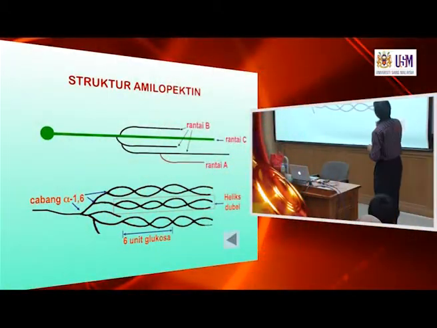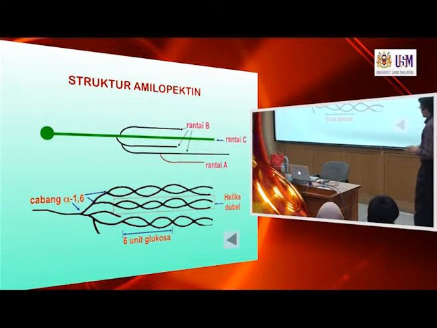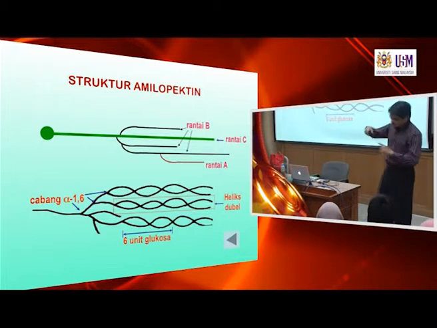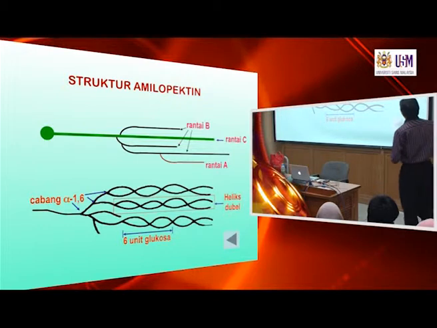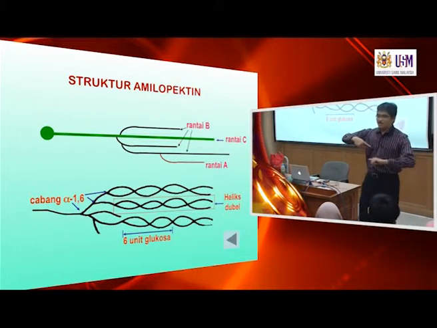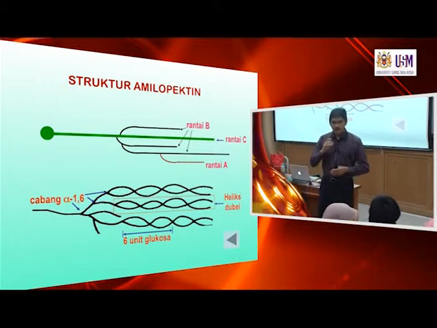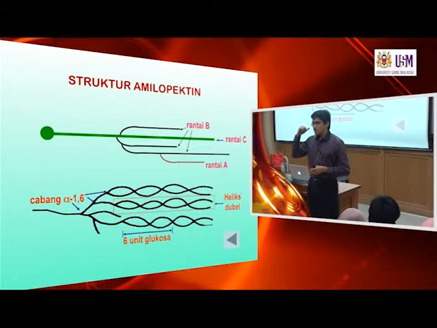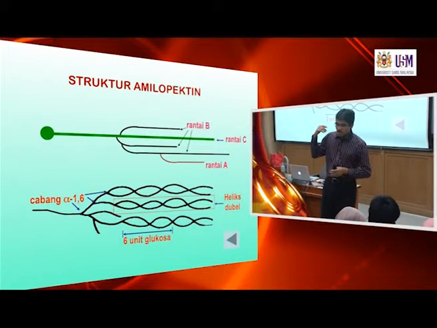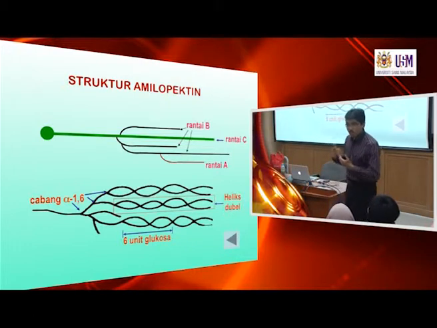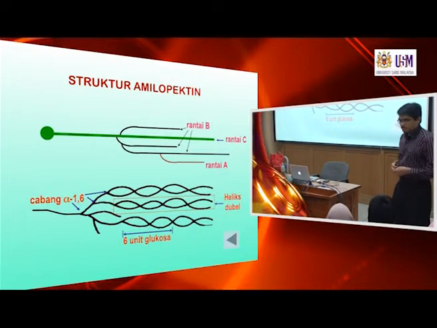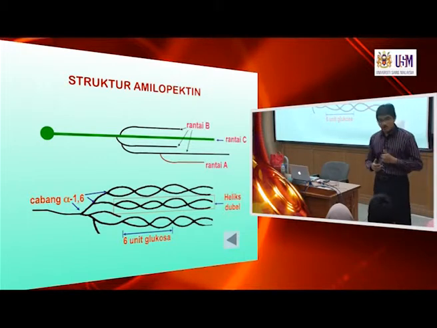Again, each chain will form a helix structure like that, and these are the alpha-1-6 chains. Each turn of the helix consists of 6 glucose units. And one helix and another helix will be twisted with each other and form a double helix. So this is what the scientists believe is the structure of amylopectin in starch. And it's not actually easy to elucidate the structure of starch, because there are so many different techniques that we need to use until the scientists are now able to deduce the structure of the starch polymers, the structure of amylopectin, the structure of amylose.